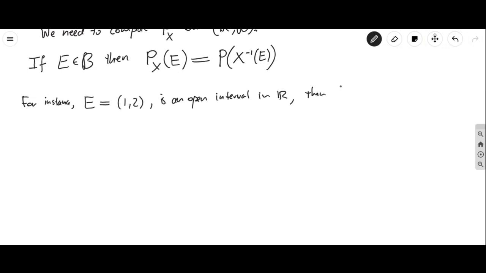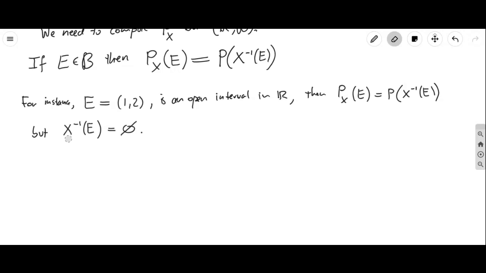Then the probability, this induced probability measure on E, would be the probability of the inverse of E. But think about what you're asking, what is this supposed to represent? X inverse of E is going to be empty. It's going to be empty because what's the definition of X? Let's just think about how this is defined.